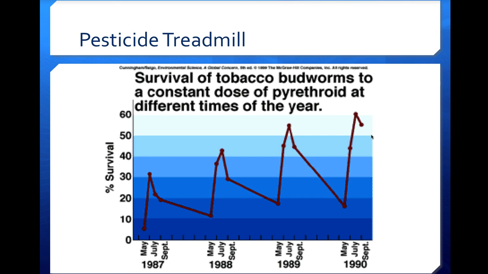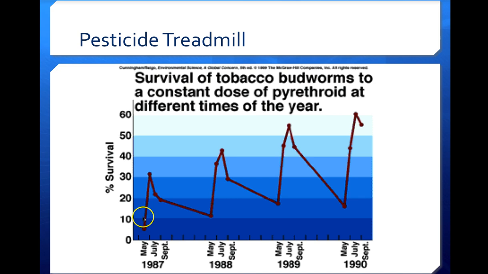I'm sorry for the quality of this picture, but the graph was worth showing you. This is a picture of what the pest population looks like over the course of one pesticide being used. This was a pesticide called pyrethroid, which was targeting tobacco budworms, and takes place in the 1980s. What you see here is the percent survival of this tobacco budworm graphed as we go.